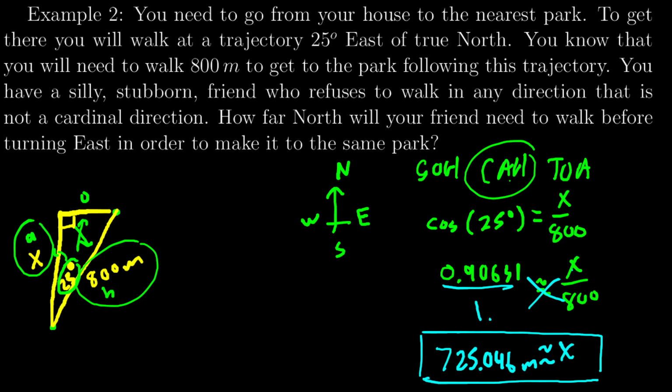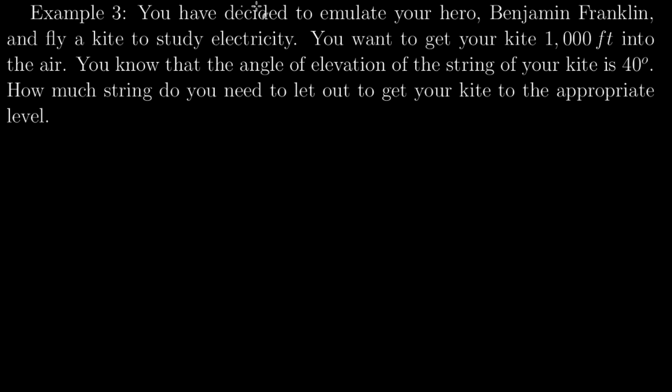Okay, next problem. You have decided to emulate your hero, Benjamin Franklin. Now, spoilers, don't fly kites in storms. But let's see what you're doing in this problem. You want to fly a kite to study electricity. You want to get your kite 1,000 feet into the air. You know that the angle of elevation of the kite string is 40 degrees. How much string do you need to let out to get your kite to the appropriate level?